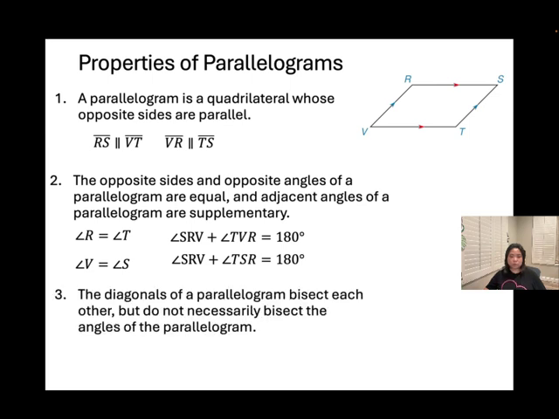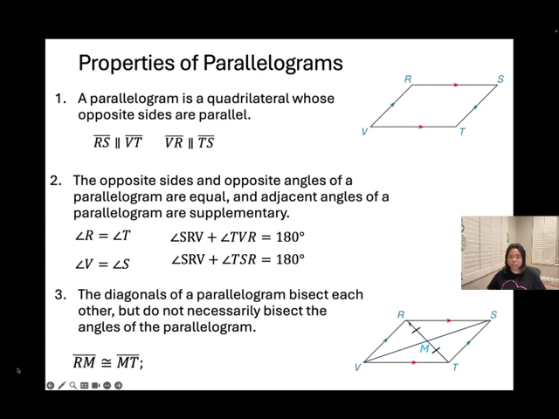Number 3, the diagonals of a parallelogram bisect each other, but do not necessarily bisect the angles of a parallelogram. So look at this picture. The diagonals of the parallelogram intersect and we get the point M here. Then RM will be congruent to MT. This notation means congruent, they're exactly the same as each other. And also VM will be congruent to MS. They will be equal to each other. So these are the properties of a parallelogram.